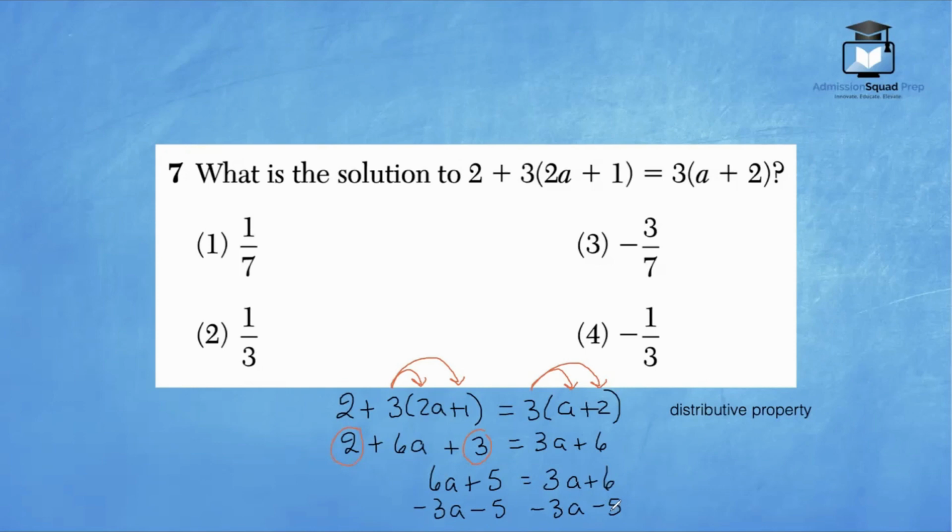So we subtract 5 on both sides. Guys, notice that 5 minus 5 cancels out and 3a minus 3a cancels out. So what are we left with? We have 6a minus 3a is 3a, and 6 minus 5 equals 1. We're still not done yet, guys. We're not solving for 3a. We are solving for a. So we will go ahead and divide both sides by 3. Our final answer is 1/3, and that is answer choice 2.